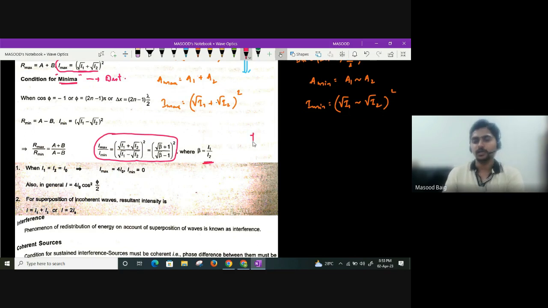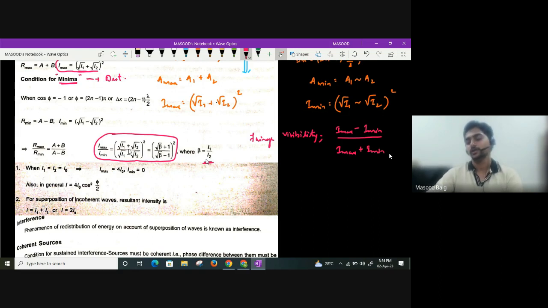There is also one very, very important term called fringe visibility, guys. We'll study this in YDSE, Young's Double Slit Experiment. Fringe visibility is nothing but the ratio of the difference between maximum and minimum intensity to the sum of maximum and minimum intensity. This is called fringe visibility, guys.